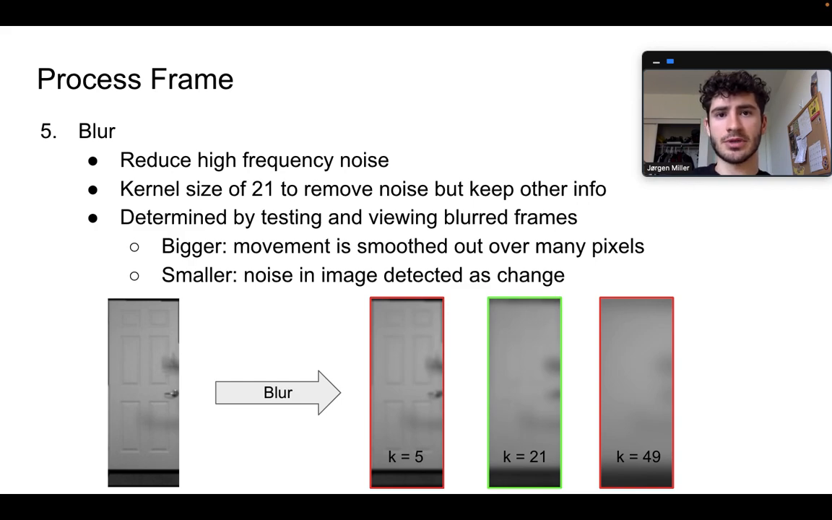I then blur the image to reduce high-frequency noise, which could arise from the webcam, from changing light, or slightly moving objects in the frame. I found that a kernel size of 21 was perfect to remove the noise but keep the needed information in the frame. I determined this via testing and viewing blurred frames. If the kernel size was bigger, the movement would be smoothed out over too many pixels and it was difficult to detect it. But if the kernel size was smaller, there would be too much noise in the image that could be detected as change between pixels.